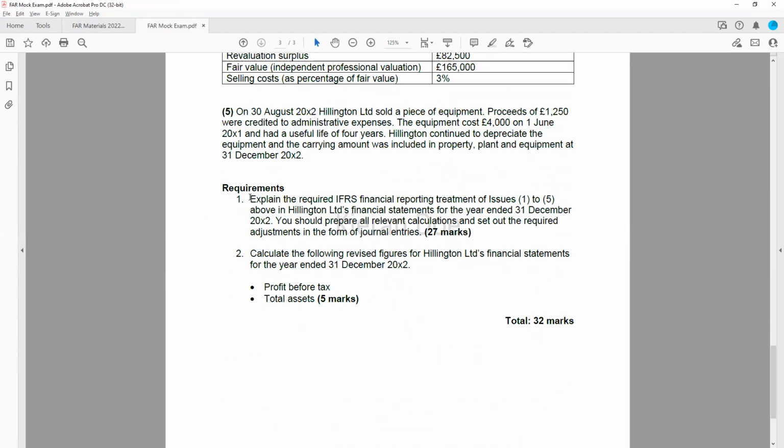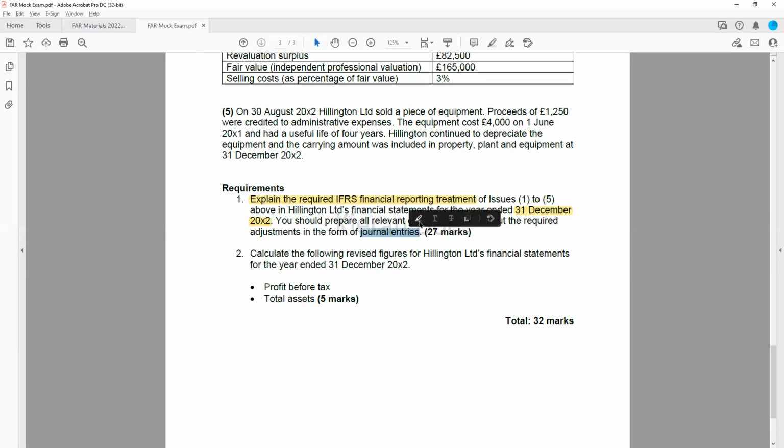We can see here: explain the IFRS treatment, so explain the financial reporting treatment of issues 1 to 5 above in the company's financial statements for the year ended 31st of December X2. Always nice when it's a December year end, it's often easier to prorate if we have some prorating to do. You should prepare all relevant calculations and set out the required adjustments in the form of journal entries.